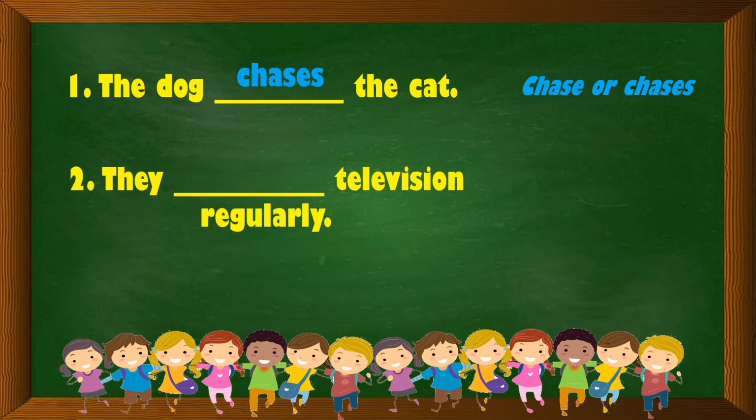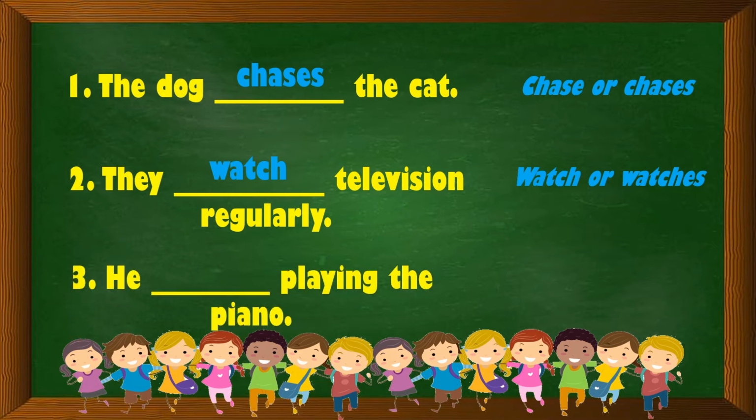Number 2. They blank television regularly. Watch or watches? That's great. The answer is watch. They watch television regularly. They is a plural subject, so it will take the base form of the verb. He blank playing the piano. Enjoy or enjoys? Correct. The answer is enjoys. He is a singular subject, so it will take the S form of the verb.